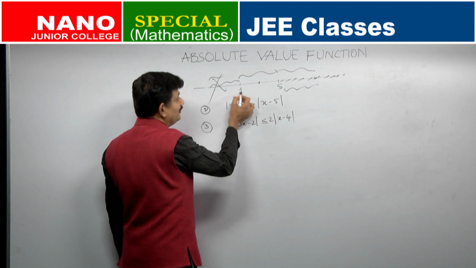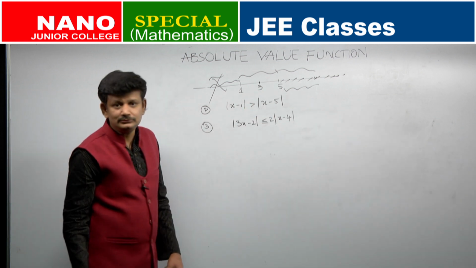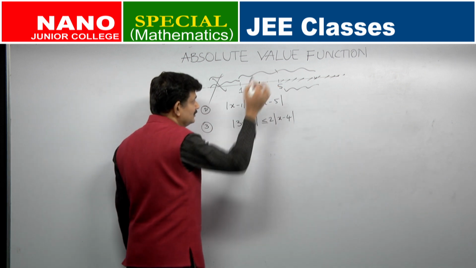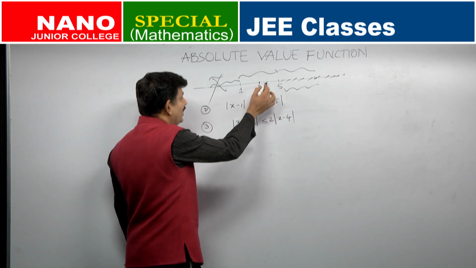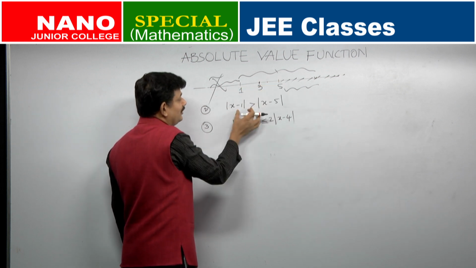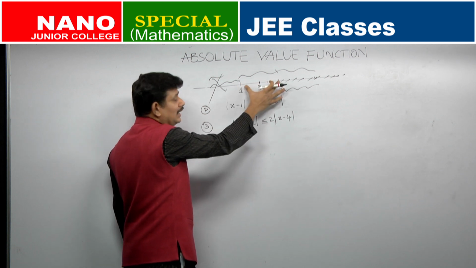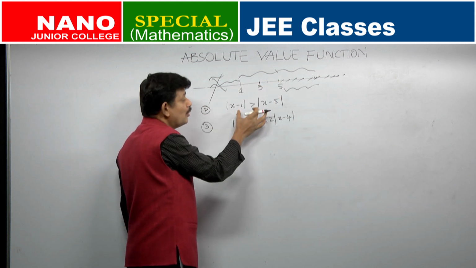What is the midpoint of 5 and 1? 5 plus 1 by 2, 3 is the midpoint. So, when I am here, am I farther from 1 or farther from 5? Distance from 1 is more than distance from 5, I want that. And when I am here, I am closer to 1 and away from 5, I do not want that.